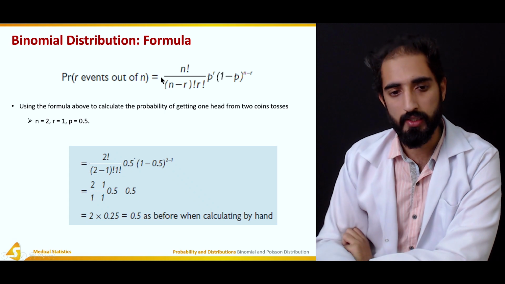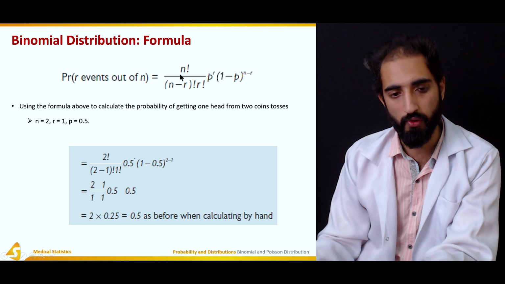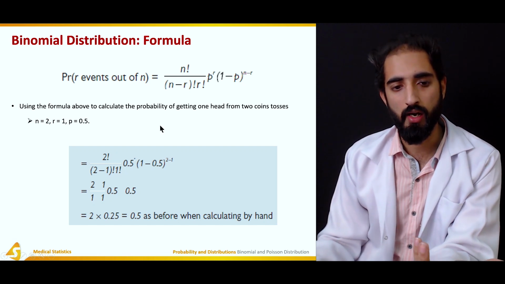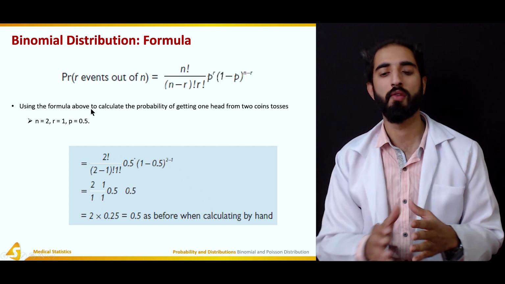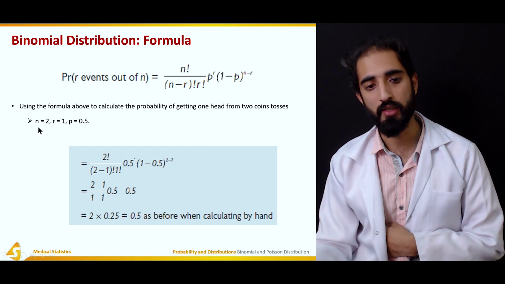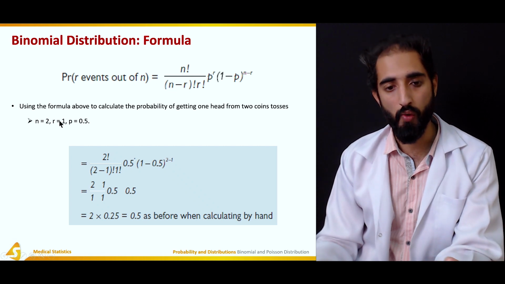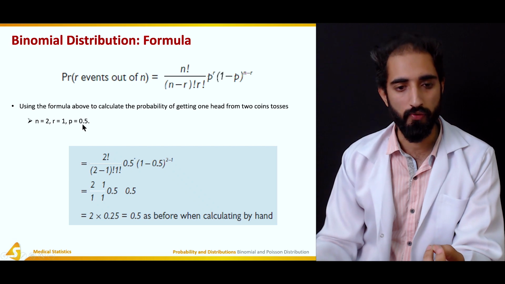In this example, let's consider the total sample, or the total number of coin tosses, to be 2, and we use the formula to calculate the probability of getting 1 head from the 2 coin tosses. So 1 head means R is 1, and the probability of that is 0.5.